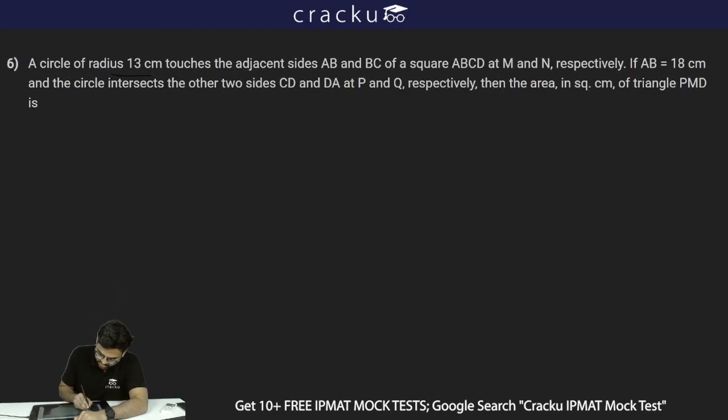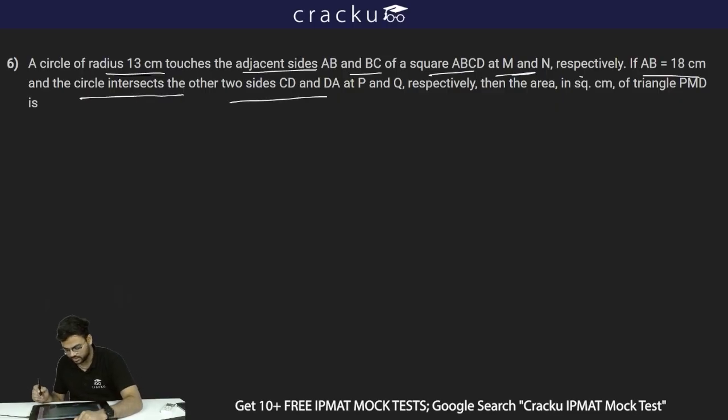A circle of radius 13 cm touches the adjacent sides AB and BC of a square ABCD at M and N respectively. If AB is 18 and the circle intersects the other two sides CD and DA at P and Q respectively, then the area in square centimeters of the triangle PMD will be. So let me first draw the diagram.